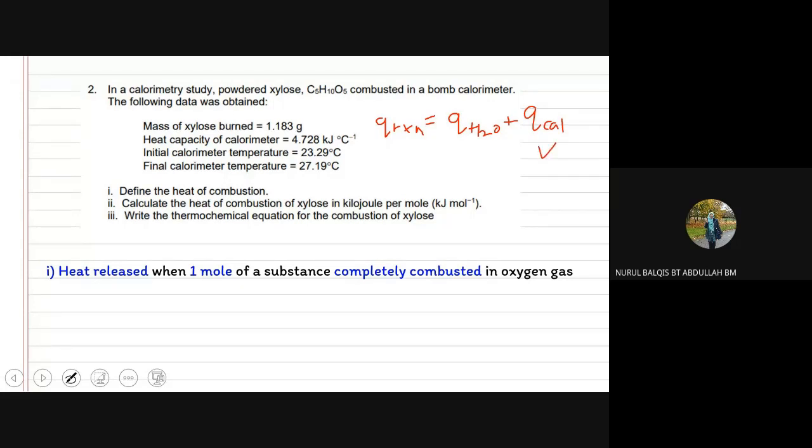What about H2O? Dia tak ada lah. Maksudnya salah ke soalan ni? Tak cukup info ke? Tak. No, it can be. Okay, it can also be yang water tak ada kan? Sebab kenapa dia boleh cakap oh water tak ada pun tak apa? It is included in the calorimeter.